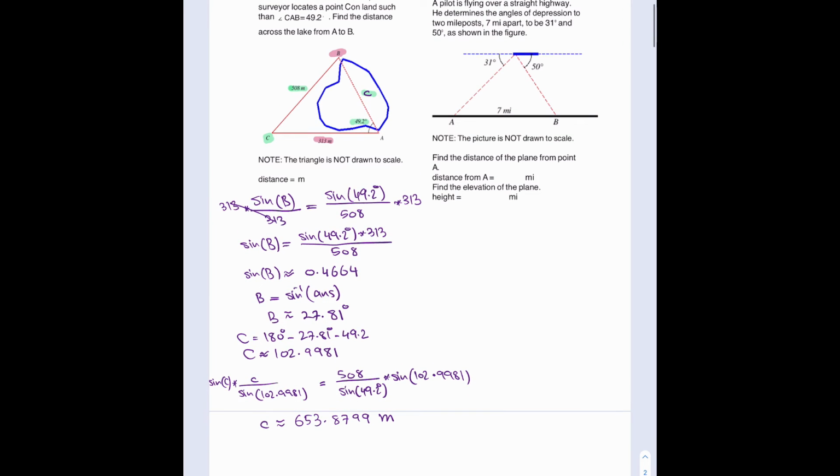Question number 4. A pilot is flying over a straight highway. He determines the angle of depression to 2 mile posts, 7 miles apart, to be 31 and 50 degrees, as shown in the figure. Find the distance of the plane from point A.